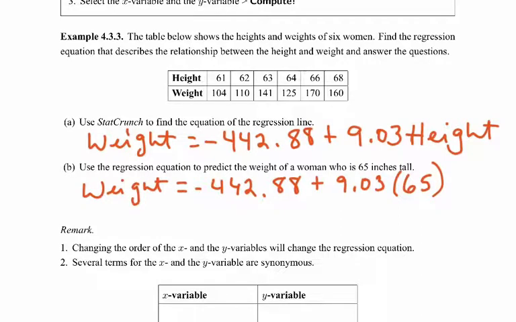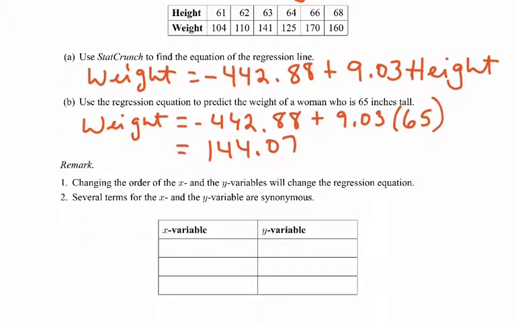Let's see, 9.03 times 65, and then subtract 442.88. I'm getting a value of about 144.07 pounds. That should fit if you look at your graph, so that would be somewhere right in here. We didn't have a person in the sample who was 65 inches tall, but if we did, we would expect them to weigh about 144 pounds.